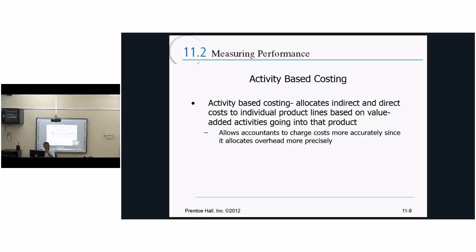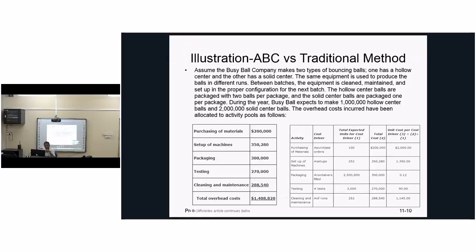But in activity-based costing, what you actually do is allocate indirect and direct costs to individual product lines based on the activities going into that particular product. You allocate cost based on the activities, not based on arbitrary measures. Now let's look at this particular example.